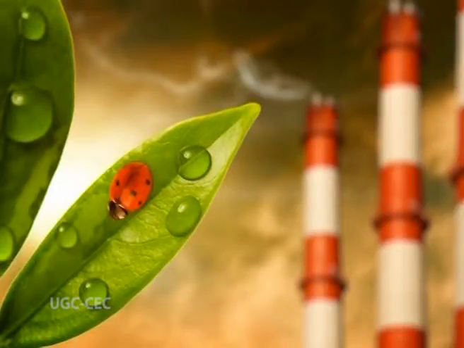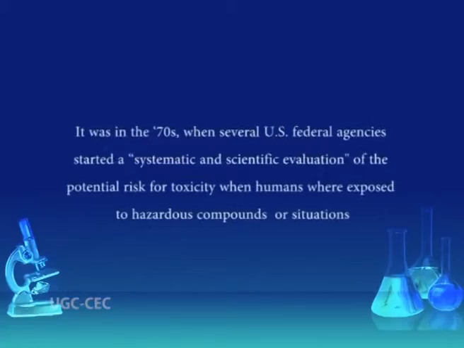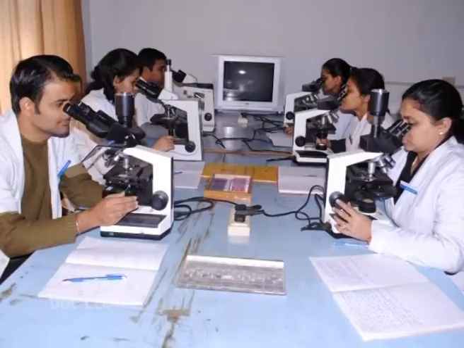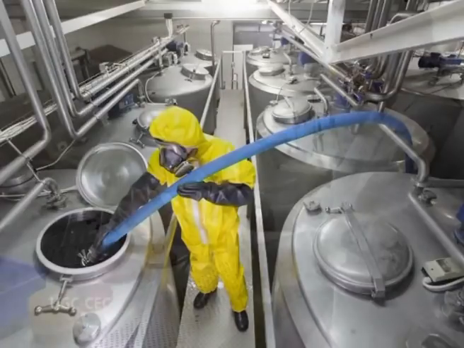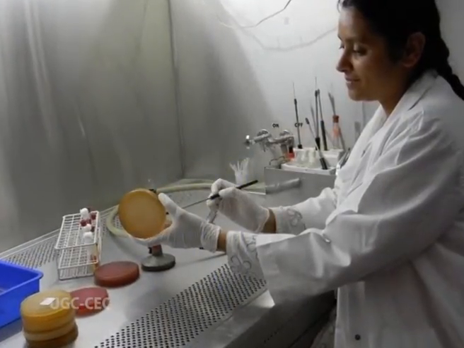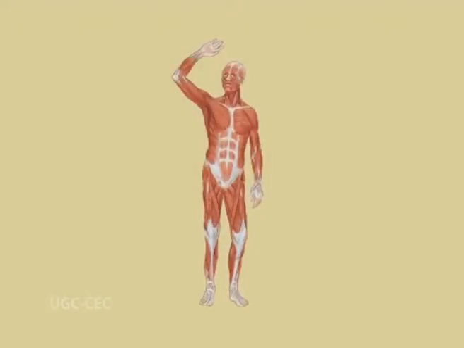Risk assessment. Risk refers to the probability that potential harm occurs. It was in the 70s when several US federal agencies started a systematic and scientific evaluation of the potential risk for toxicity when humans were exposed to hazardous compounds or situations. It is best defined as the determination of pathology caused by human production or activity, with the understanding that pathology is a change in some aspect of human anatomical structure or function.